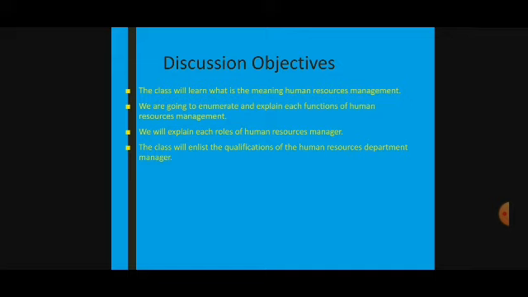These are the discussion objectives. We'll learn about human resource management, what is meant by human resource management. We are going to enumerate and explain the functions of human resource management. We will explain each role of the human resource manager and classify and list the qualifications of the human resource department manager.